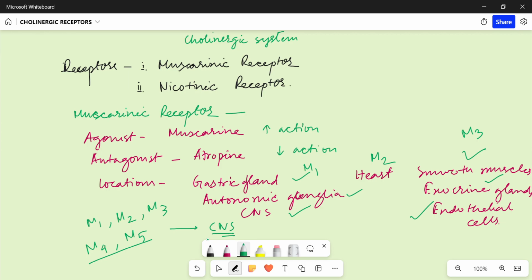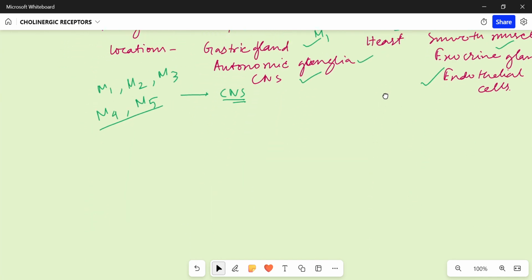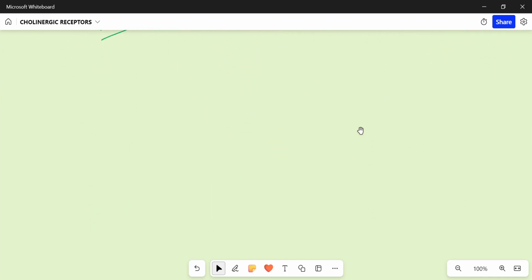Okay. Now, how do they act? M1, M3, M5 act through the IP3-DAG pathway. But M2 and M4 act through the cyclic AMP pathway. Okay. Now, what is the nicotinic receptor?